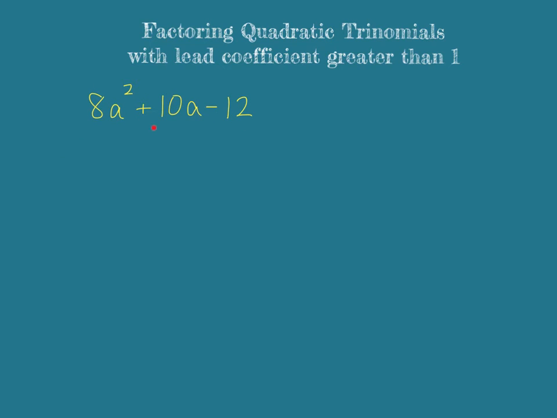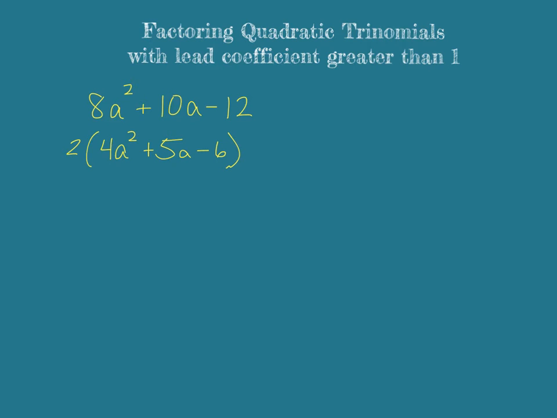All right, we have 8a squared plus 10a minus 12. Here we have another quadratic trinomial, and we actually do have a GCF that we can factor out first. That GCF is 2. So we'll factor a 2 out front, and we'll be left with 4a squared plus 5a minus 6. So now our a, b, and c are 4, 5, and negative 6, respectively. We don't really worry about the 2. The 2 will just go in our final answer out front. So we care about what's in here.